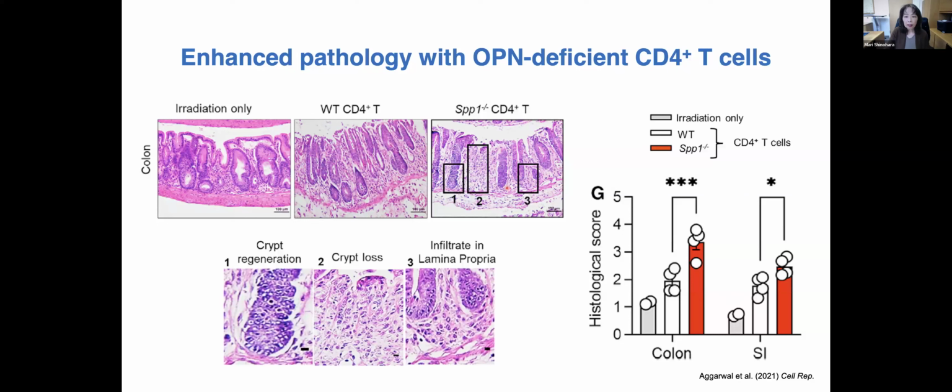And then this is just an example. In the knockout, we found more crypt loss, and because of that, crypt regeneration was also found. And we also saw that the lamina propria in knockout CD4 T cell transferred mice showed infiltrations of immune cells.